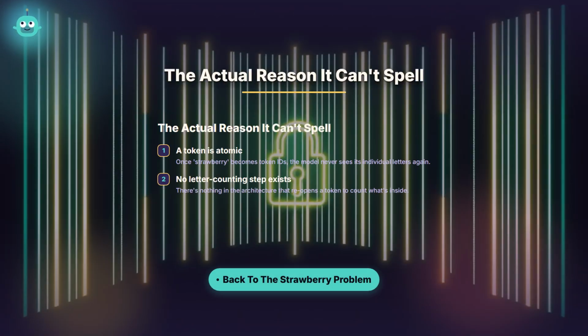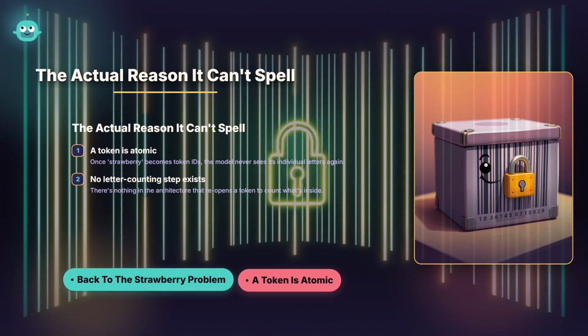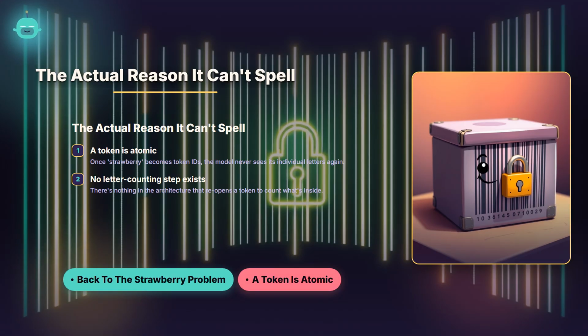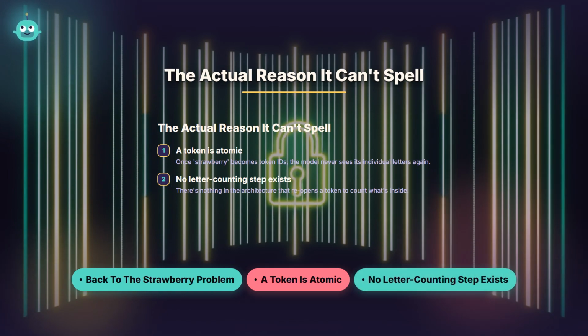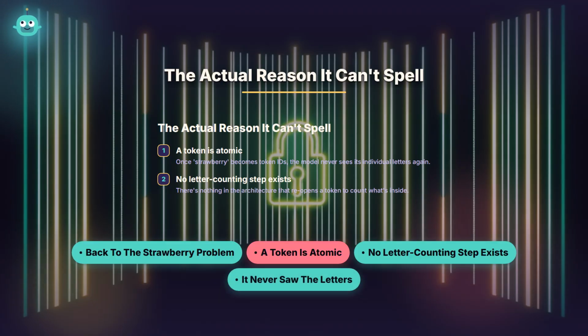Now the actual answer to the strawberry problem. A token is atomic to the model, just one ID number like a barcode. The model never reopens that barcode to look at the letters spelling it. It can't count the R's in a token it never saw spelled out in the first place. Let's actually watch it happen.